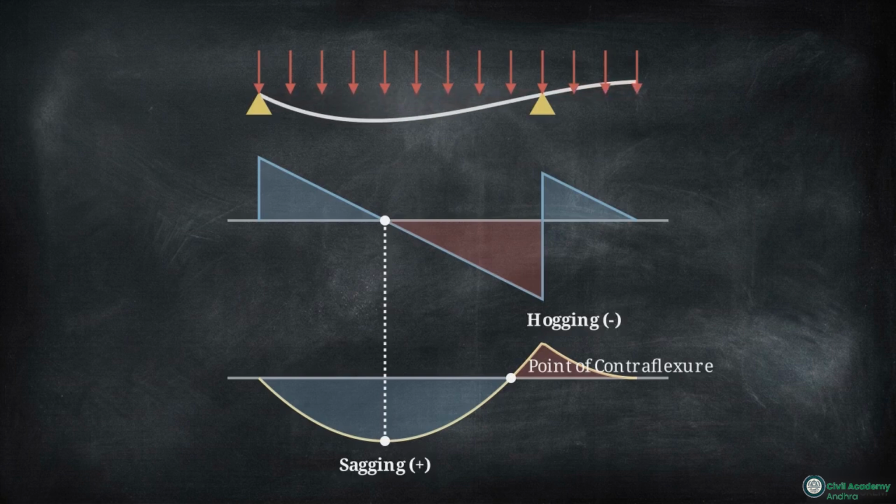The point where the bending moment diagram itself crosses the zero axis is the point of contra-flexure. This is the physical location where the internal stresses transition from sagging to hogging. Locating this point mathematically requires setting the section's moment equation to 0. Pause here and solve for x using the equation 20x minus 5x squared equals 0.